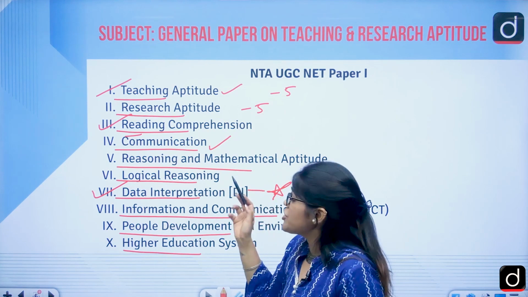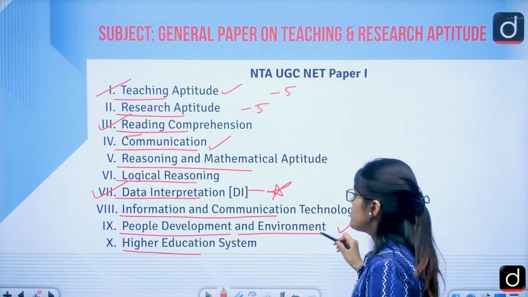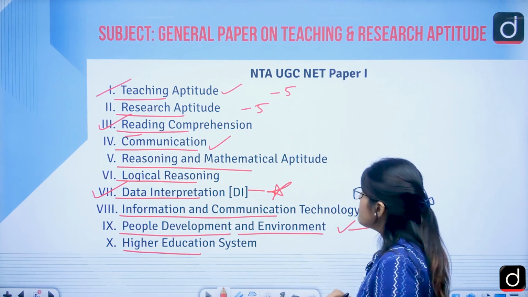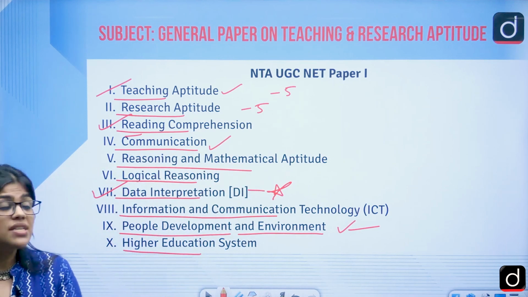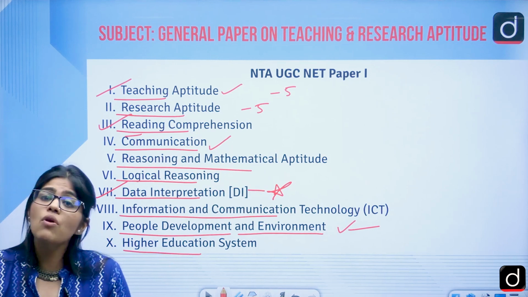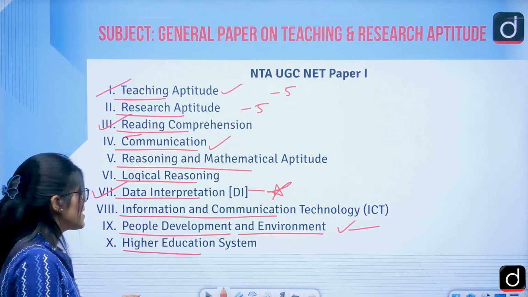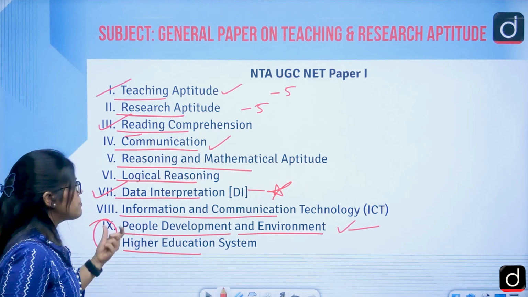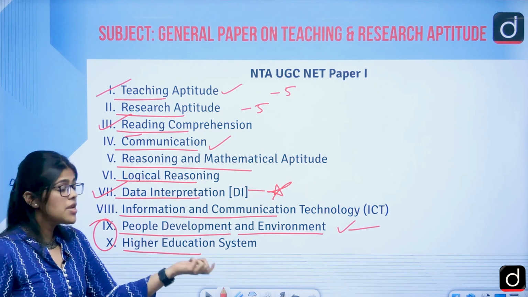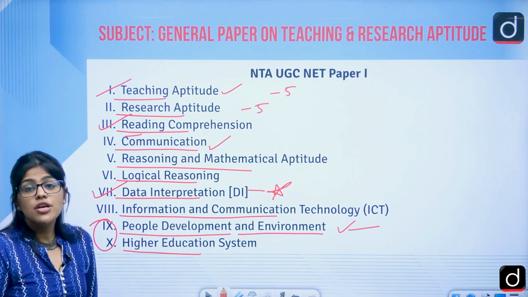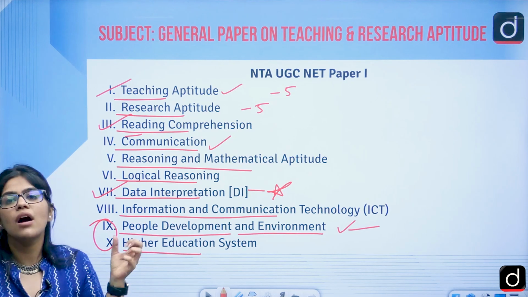So we'll be dealing with teaching aptitude, we'll be dealing with communication, and we'll be dealing with people development and environment. Also, this time we'll be reading few current affairs as well, because these are also very important. They do ask current happening. 1 or 2 current happenings are definitely asked in the paper from these 2 units. So you have to be very updated when it comes to your higher education and your people development and environment. So in my class, I will try to give you more and more facts and more current affairs as well.